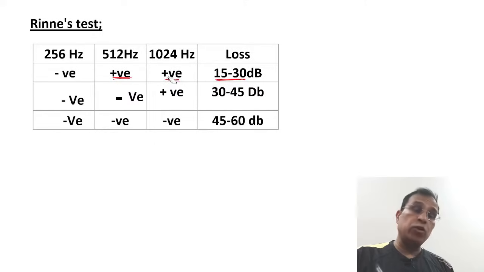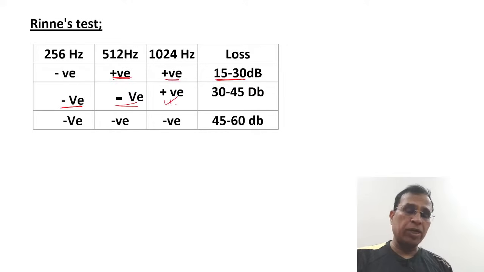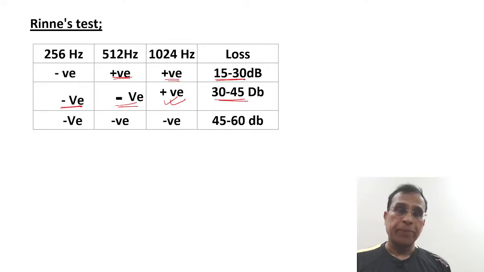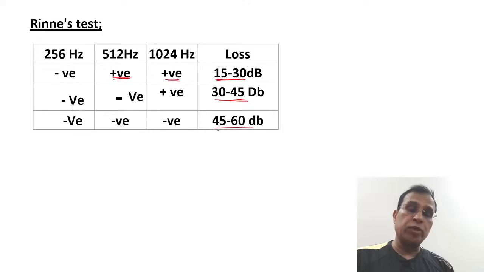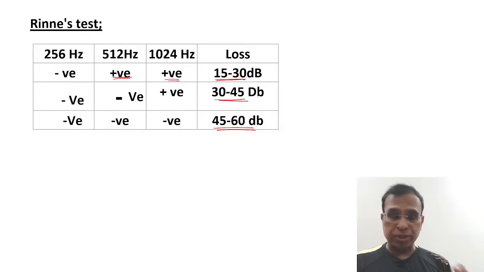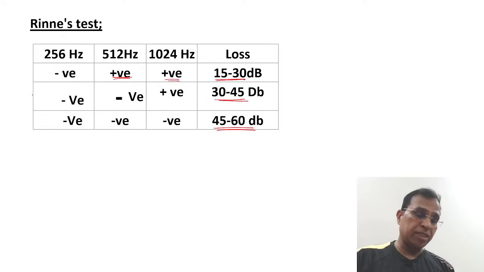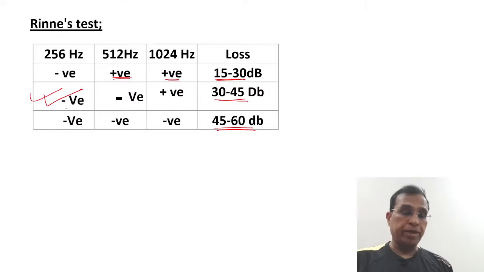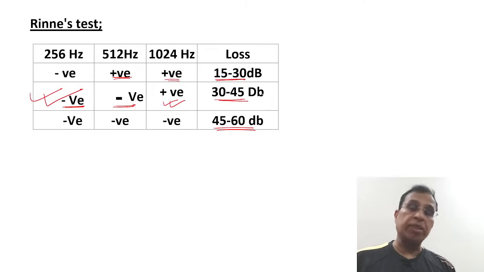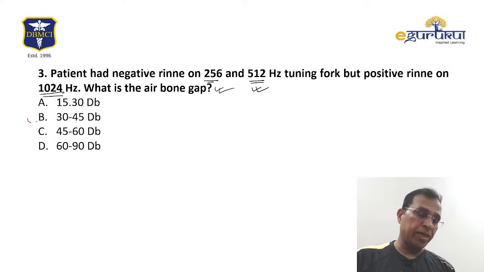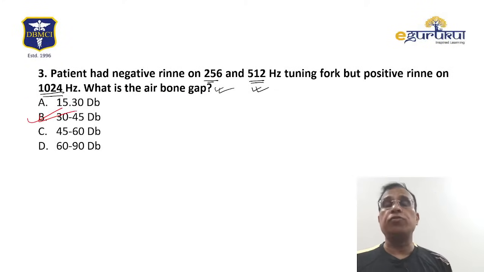If the patient is negative at 2 frequencies, that is negative at 256 and negative at 512, but positive only at 1024, then the AB gap is between 30 to 45 decibel. And if the patient is negative in all 3 frequencies, then it is more than 45. In our question, the Rinne is negative at 256 and 512, but positive at 1024. So it has to be 30 to 45 decibel AB gap. So the answer is B, 30 to 45 decibel AB gap.